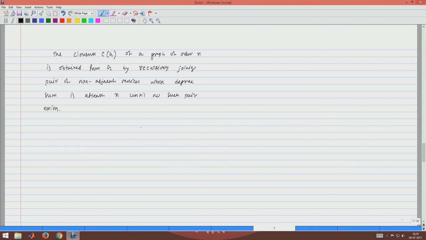Well, so the closure of a graph is, you start with the graph and look at the non-adjacent vertices and you compute their degree sum. If the degree sum is greater than or equal to n, where n is the number of vertices of the graph, you add an edge between these two non-adjacent vertices.